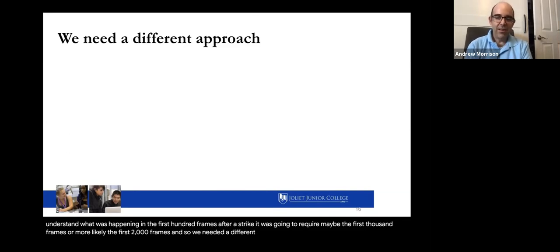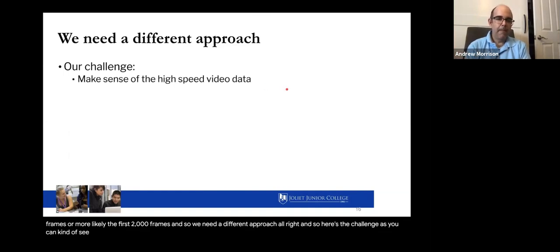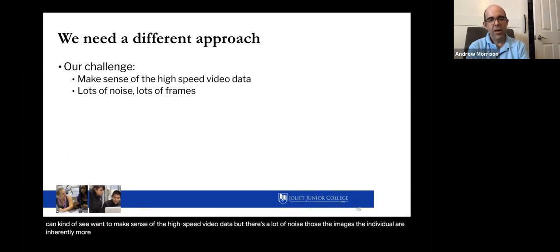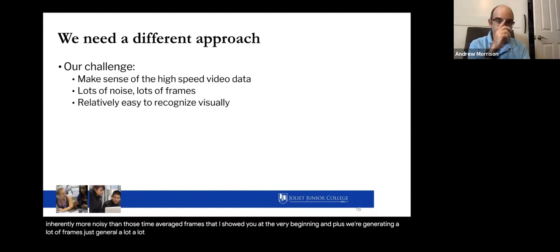And so here's the challenge, as you can kind of see. We want to make sense of the high-speed video data, but there's a lot of noise. The individual frames that we get from the high-speed camera are inherently more noisy than those time-averaged frames that I showed you at the very beginning. And plus, we're generating a lot of data to look at. It turns out that it's relatively easy for us as humans with our eyes to recognize the patterns in there, but because of the noise in the frames, traditional machine vision wasn't going to be able to handle the analysis.